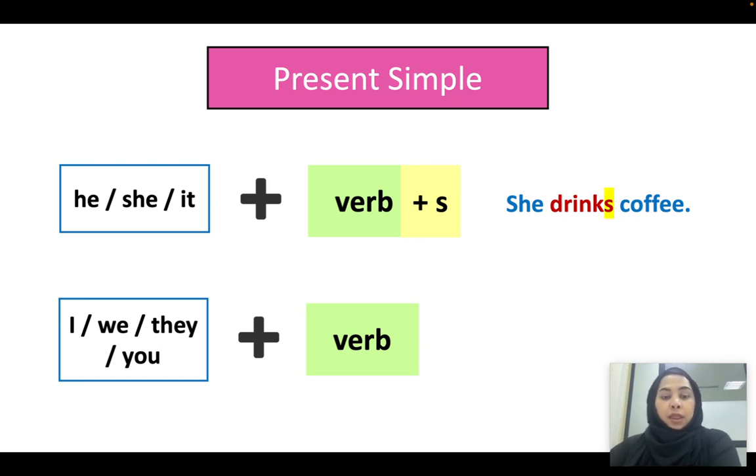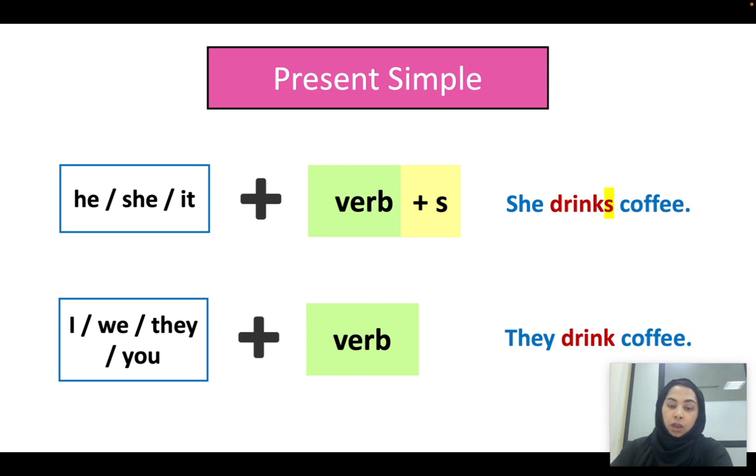If you use I, we, they, then you just put the verb in the present simple, as you normally would. They drink coffee. You drink coffee. I drink coffee without an s.